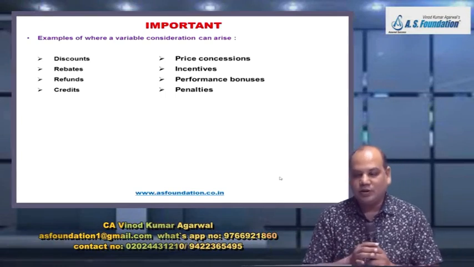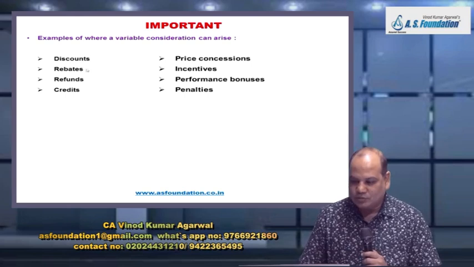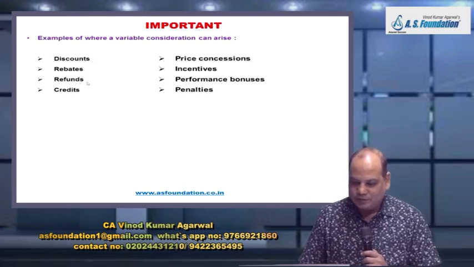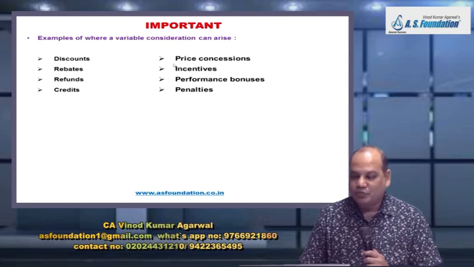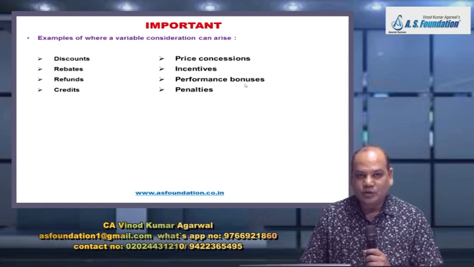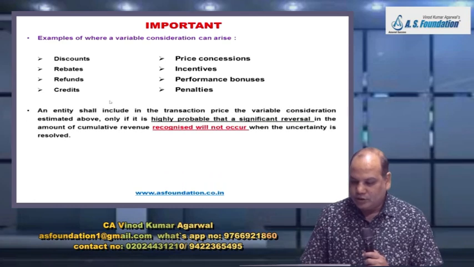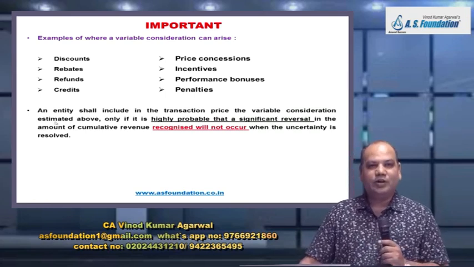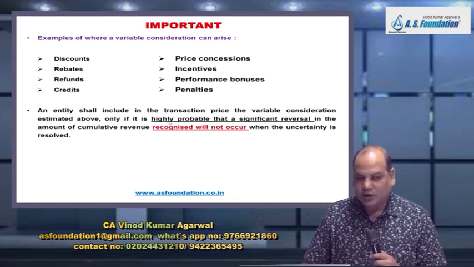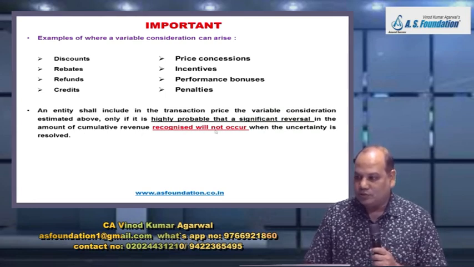Examples of variable consideration. Situations when variable consideration can arise are discount, rebate, refund, credit, price concessions, incentive, performance bonus, penalties also. An entity shall include in the transaction price the variable consideration estimated above only if it is highly probable that a significant reversal in the amount of cumulative revenue recognized will not occur.